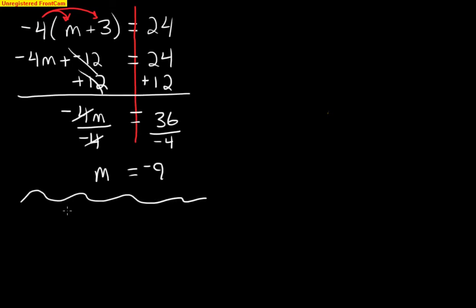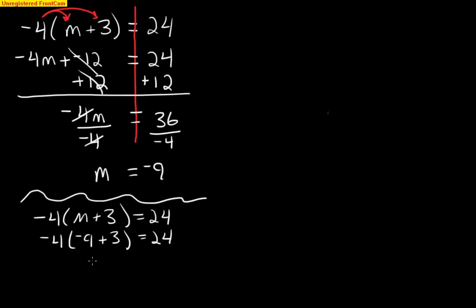So essentially what we've got, the original problem is -4 times (m plus 3) equals 24. So we'll copy that down, and this time for m we're going to put in -9. Okay. Plus 3 equals 24. And we're just going to go through there and solve that.